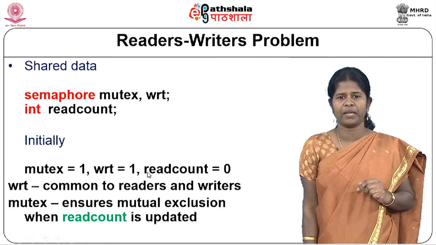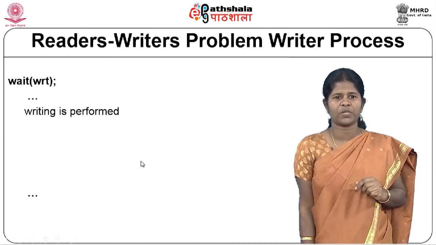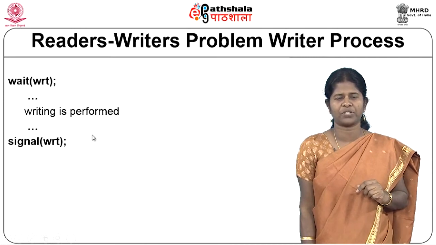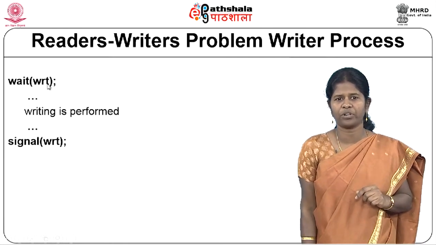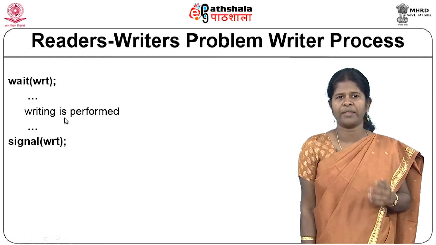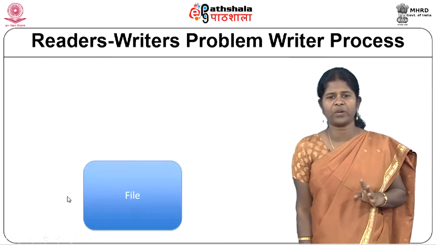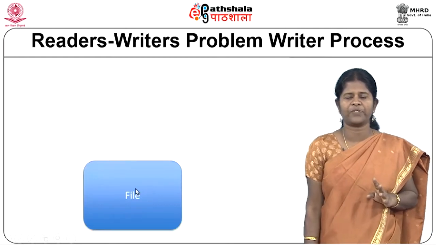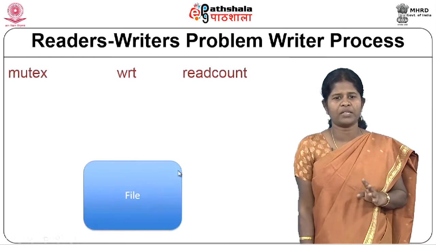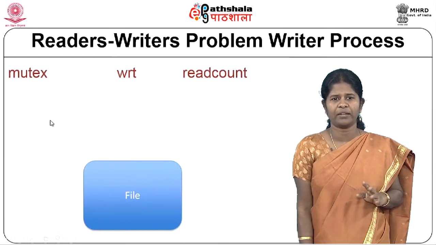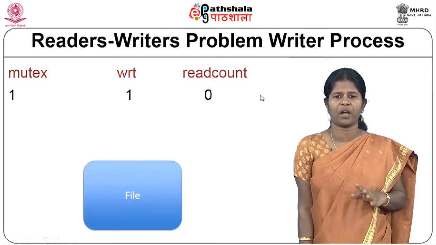Let's look at the algorithm that is given. This is the algorithm for the writer process. The writer process first waits on the WRT semaphore, then it writes, and finally after writing it performs signal. Look at this example: you have a file which is to be shared between readers and writers. Now, no one is accessing this file, and initially the value of mutex is 1, the value of WRT is 1, and read count is 0.